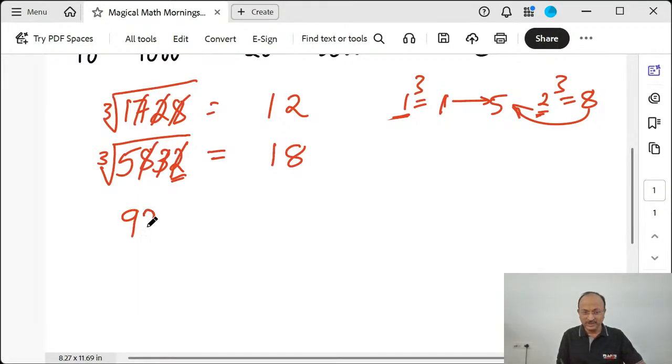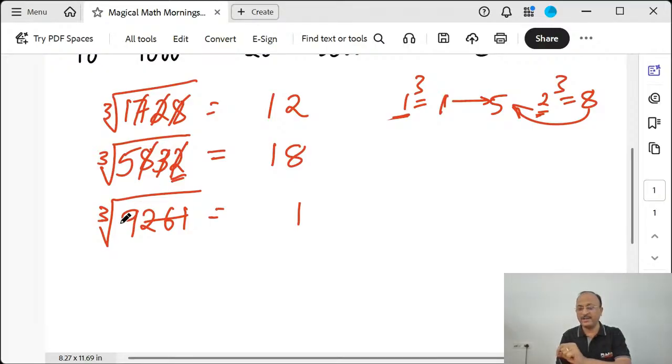Let's take 9261. The cube root is what? Unit digit is 1. So it should end with 1. Remove 3 digits. You need not strike off, in mind you can strike off. And 9 is lying between 2 cube, which is 8, and 3 cube, which is 27. So it is lying between 2 cube and 3 cube. The smaller among them is 2. So we'll write 2. That is, 21 cube is 9261.